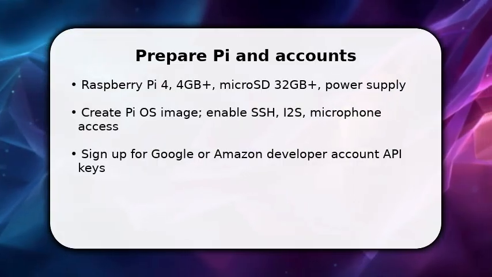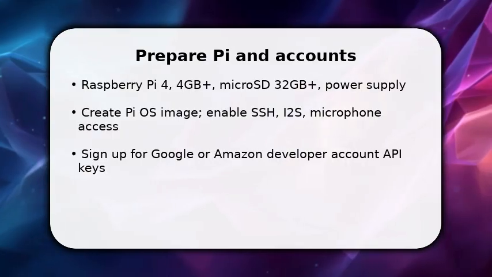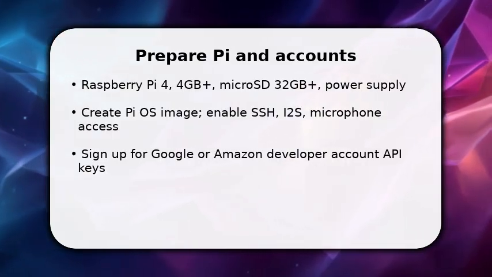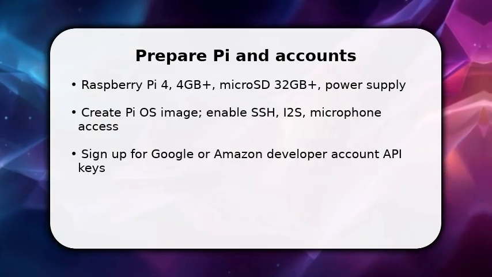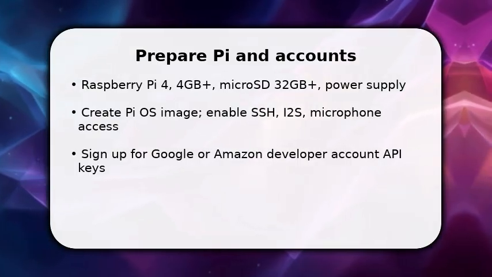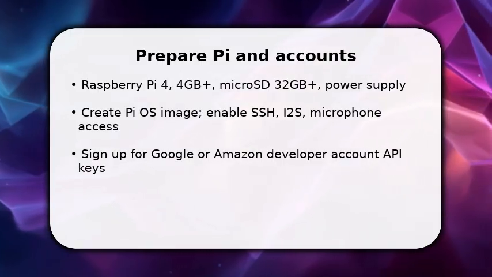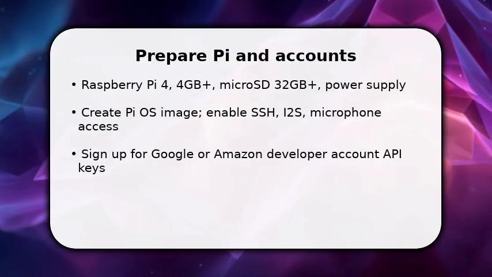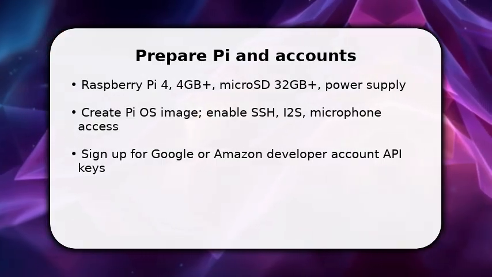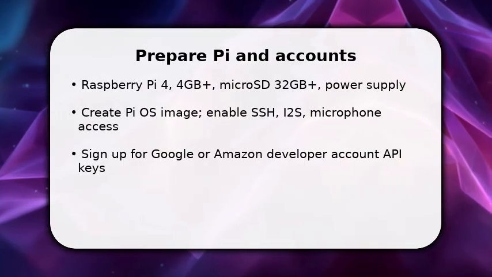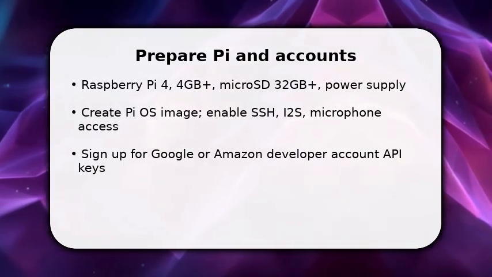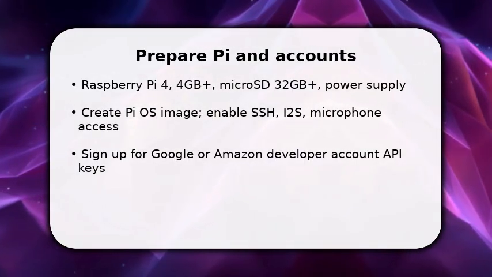You start by preparing hardware and cloud access. Flash Raspberry Pi OS to a 32 GB micro SD, enable SSH and audio input so you can work headless. Once done, plug a USB or I2S microphone and test recording with arecord. Confirm sound levels. Next, sign into the Google or Amazon Developer Console to create a project and generate API keys.